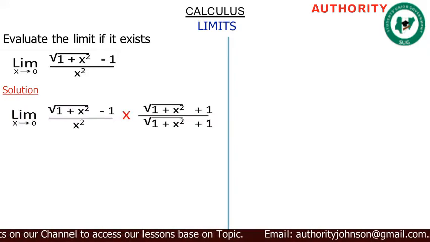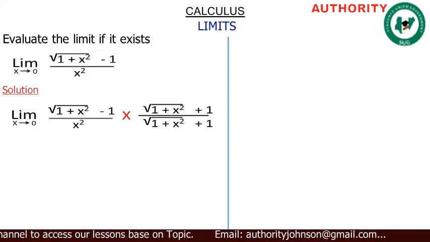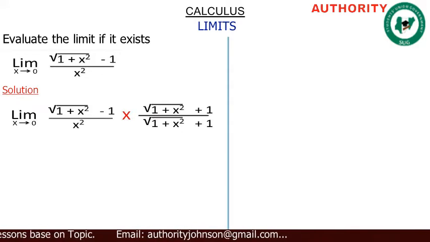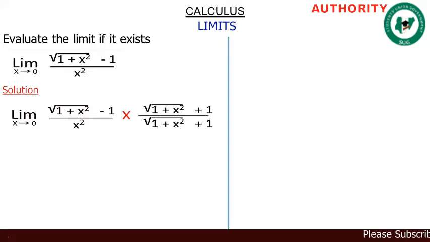We're going to multiply this by the conjugate of the numerator. So the conjugate is going to give us square root of 1 plus x squared plus 1. You get it? In our numerator, we have square root of 1 plus x squared minus 1, so we change the minus 1 to plus 1, and then all over square root of 1 plus x squared plus 1.